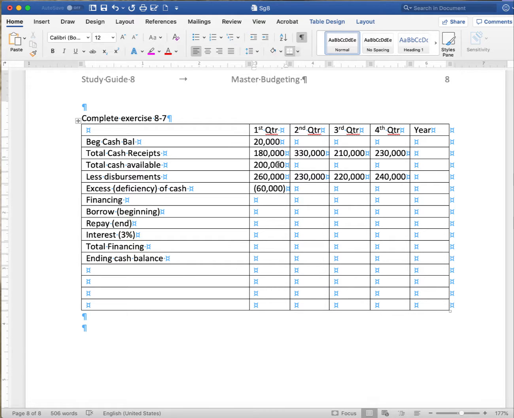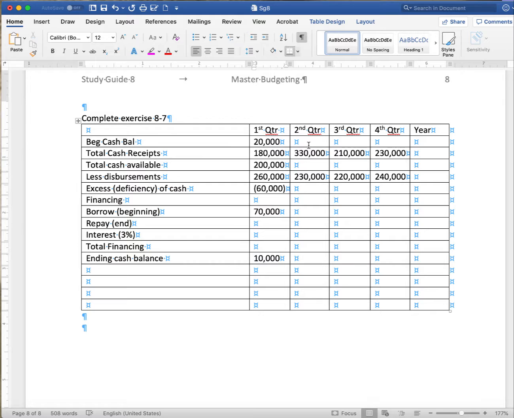We can borrow, right? So we're going to borrow from the beginning of the first quarter $70,000. Right? Wait a minute. We have a deficit of $60,000. Why are you borrowing $70,000? Because we require a minimum cash balance of $10,000. So I'm already 60 in a hole. I got to borrow the 60 to get out of the hole, and I got to borrow an extra 10 to set me at my company-mandated $10,000 cash balance. So the ending cash balance is $10,000.